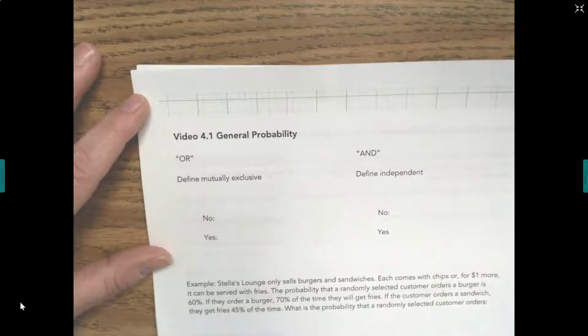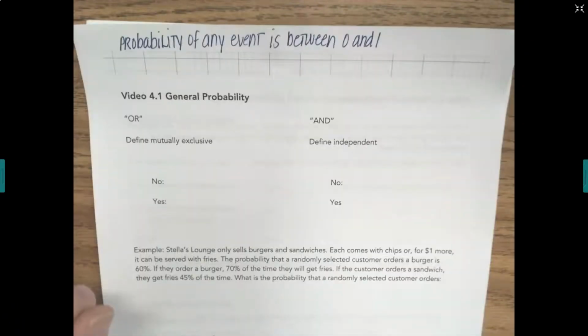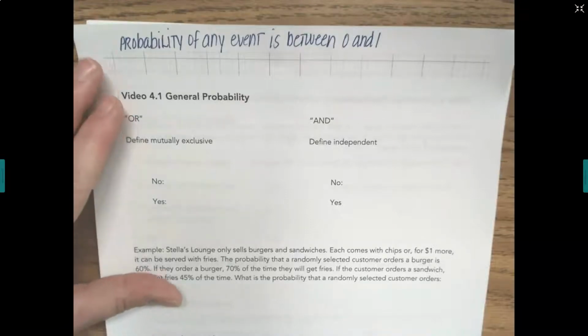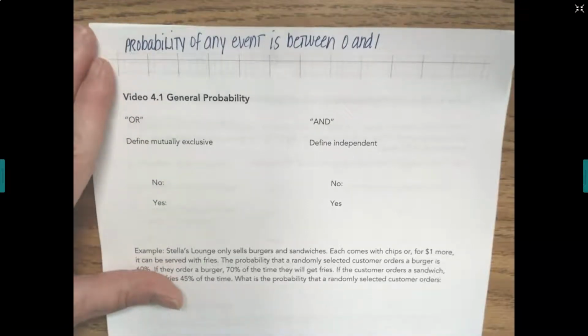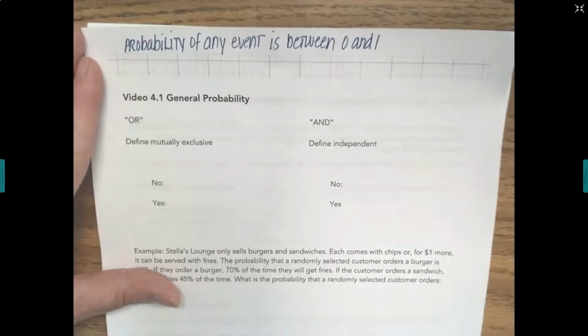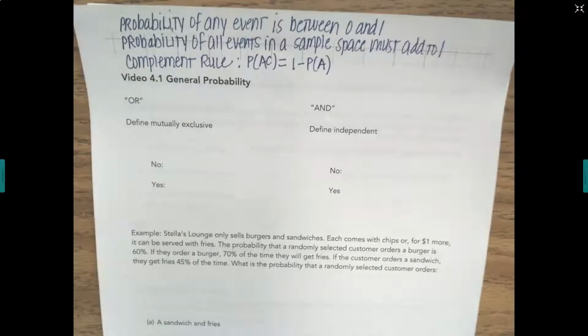Some of the things that you should remember is the probability of any event is between 0 and 1. You should also know that the probability of all events in a sample space must add up to 1. And remember the complement rule. The complement rule is the probability of the complement is 1 minus the probability of the event. So make sure you're reviewing these on your own time, and we'll hit what you're likely to see.